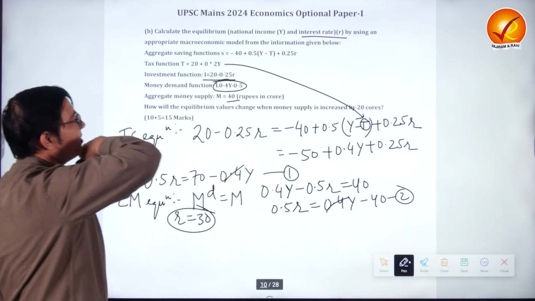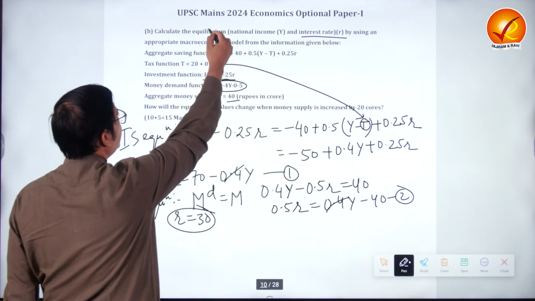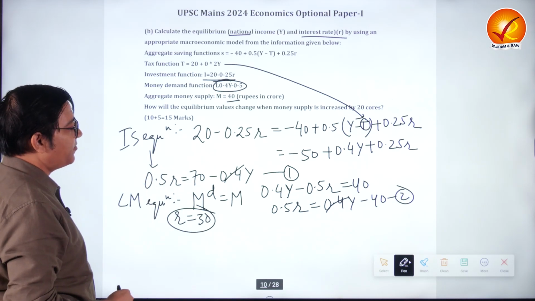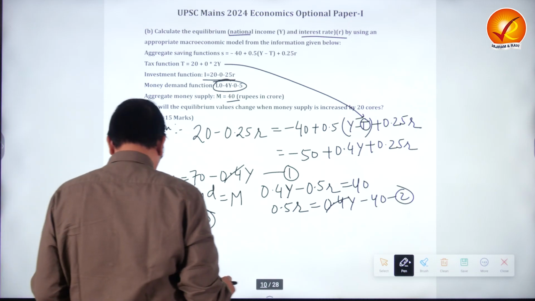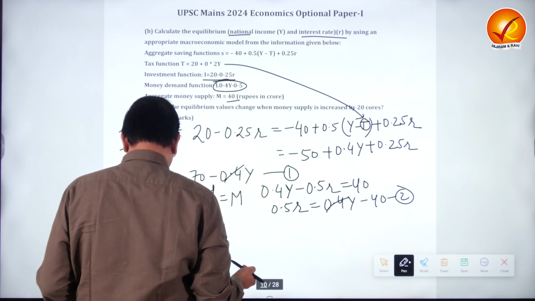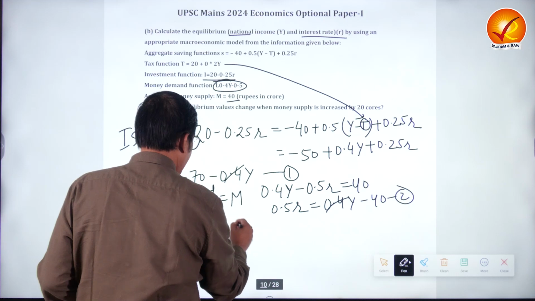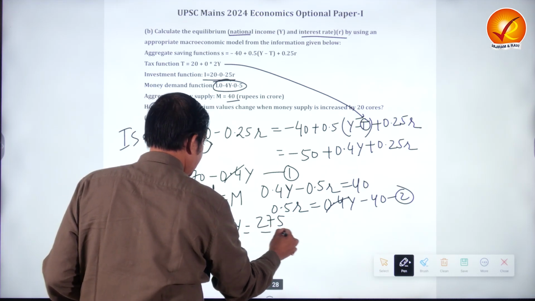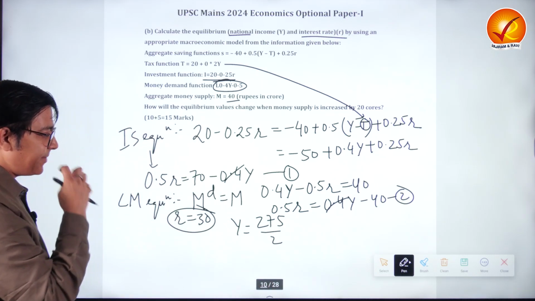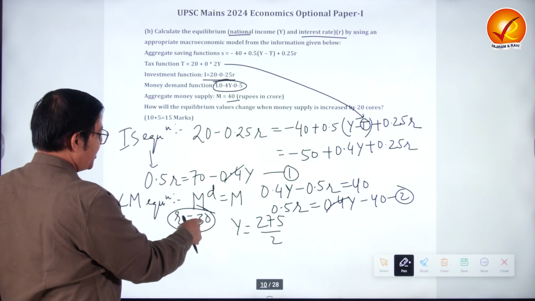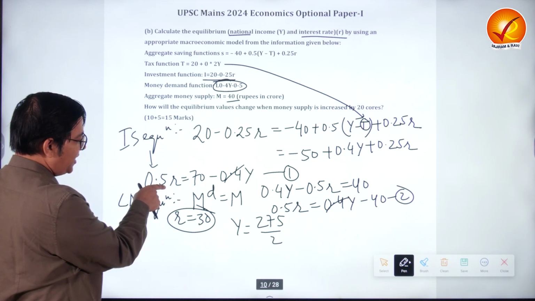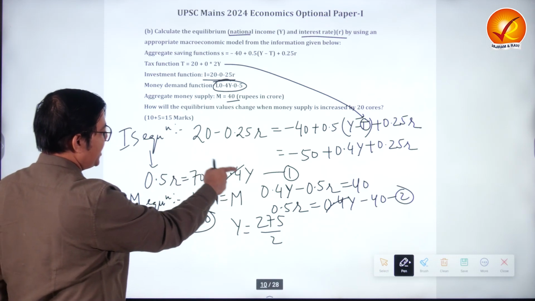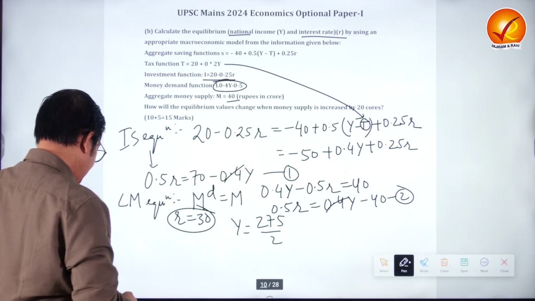You have to find out equilibrium interest rate as well as the national income. Put this value back into either IS equation or LM equation to get it. You should be getting y to be equal to 275 upon 2. Just confirm it. It's elementary mathematics I am not doing over here. Put this 30 over here, this will become 50. Okay, this is 0.4y. So 0.4y will be 70 minus 50, which is 200.